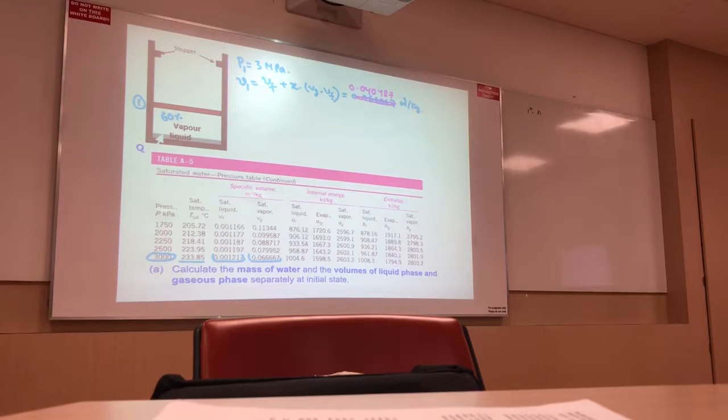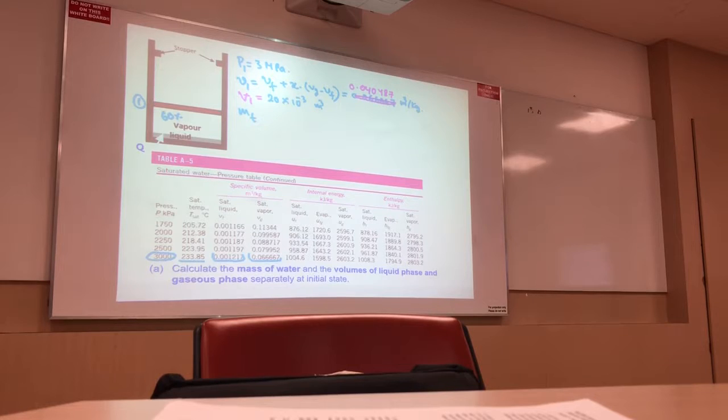And what is the total volume at state 1? V1 is given, 20 times 10 power minus 3 meter cube. So what is the mass? They tell you the mass of water, this is question A. Mass becomes V1 by specific volume v1. V1 is 20 times 10 power minus 3, divided by 0.040487. Then I find total mass is 0.494 kilogram. This is the answer.